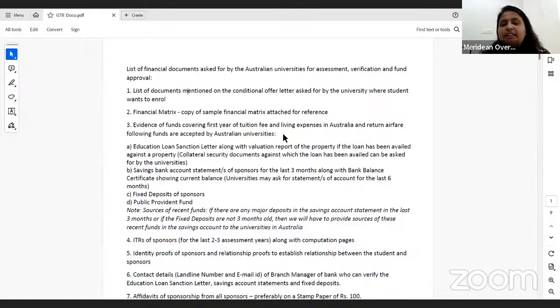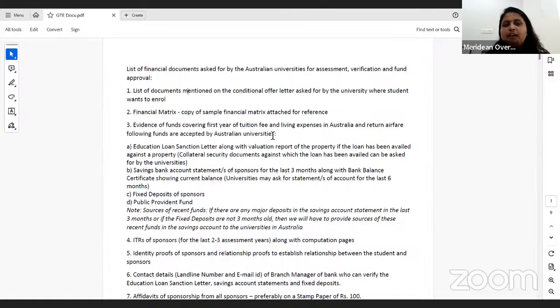Here, I have not mentioned health insurance, but yes, health insurance is also mandatory when we are doing our financial matrix. So we will be keeping health insurance also. So there are four things that we need to keep. We need to show the funds to cover 1 year tuition fees, 1 year living expenses, health insurance for the entire duration of your study in Australia, whether it is 2 years or 4 years, and return airfare. These four heads we will be looking at.